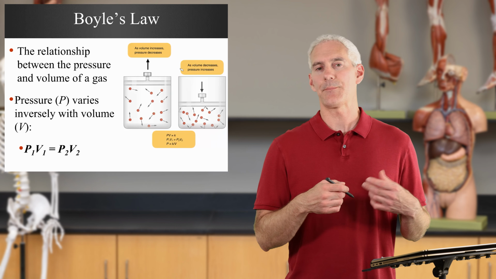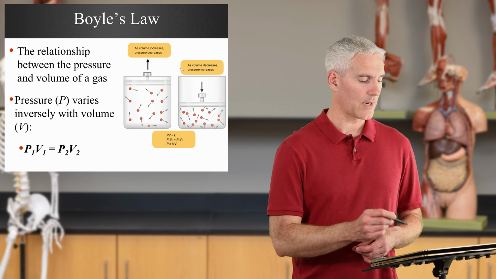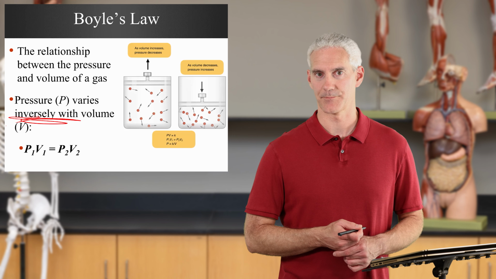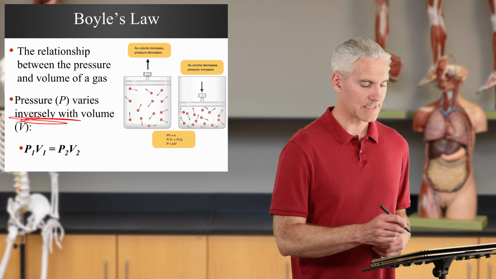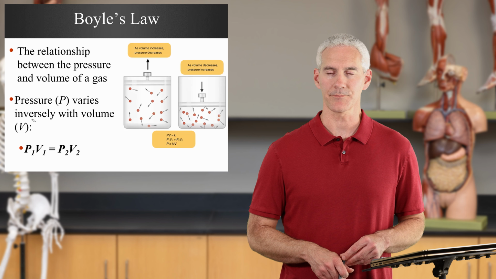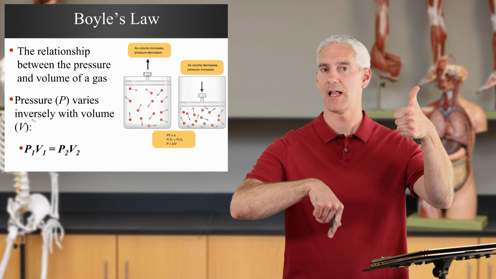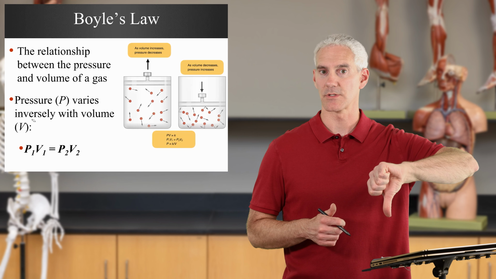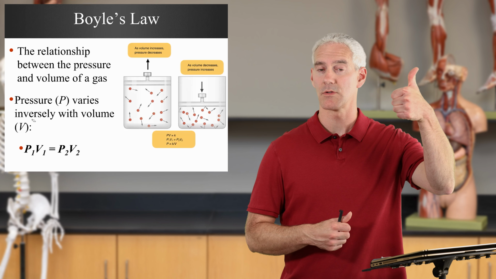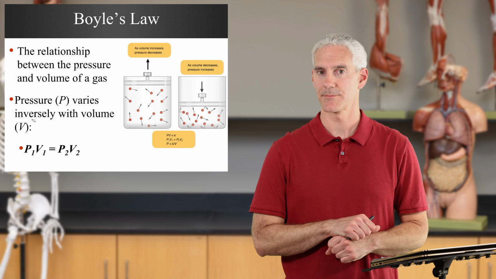So you end up with P1 V1 equals P2 V2. Basically, pressure is working inversely with volume. So looking at the idea of pressure equals 1 over volume, as the pressure goes up, volume goes down. If the pressure goes down, volume goes up. Or we can look at it the other way: volume goes up, pressure goes down. Volume goes down, pressure goes up.